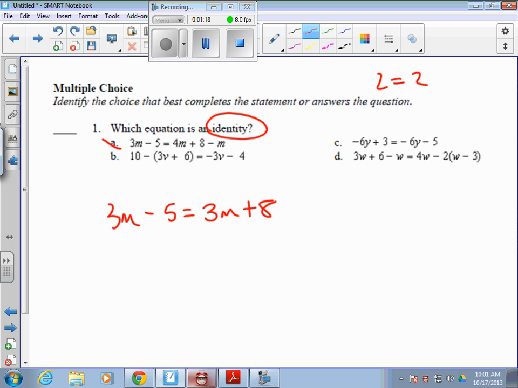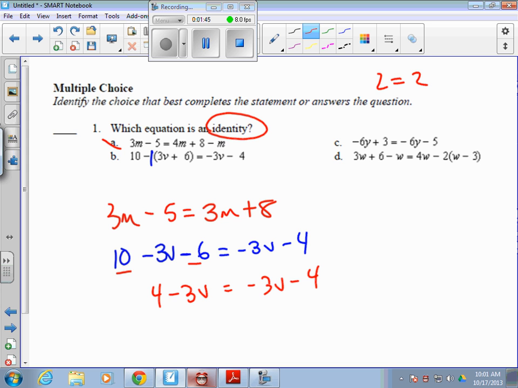When you simplify the second equation, the one for B, you would multiply that -1 times both of those terms. So that would give you 10 minus 3v minus 6 equals -3v minus 4. So simplify the left side, 10 minus 6 are like terms. That's 4 minus 3v equals -3v minus 4. Notice how close to being an identity these are. They both have -3v, the left and the right, but the left has a positive 4 and the right has a -4. So that one will not be an identity either.